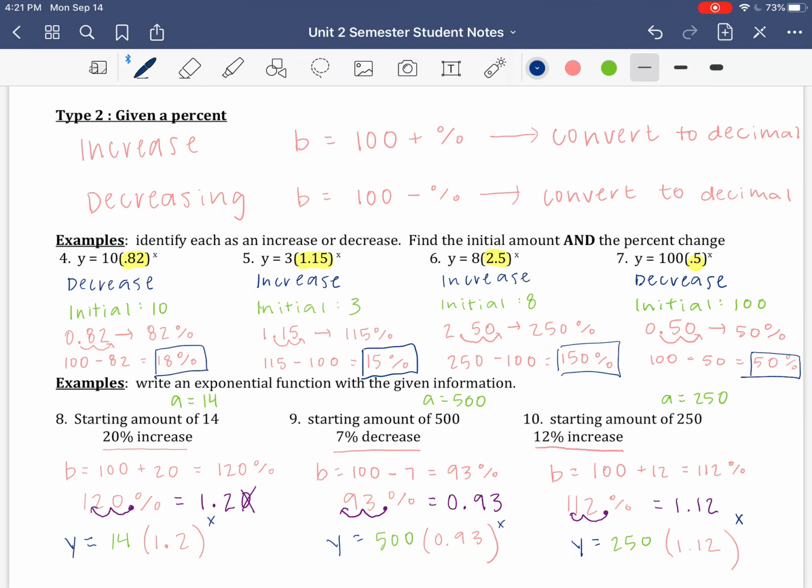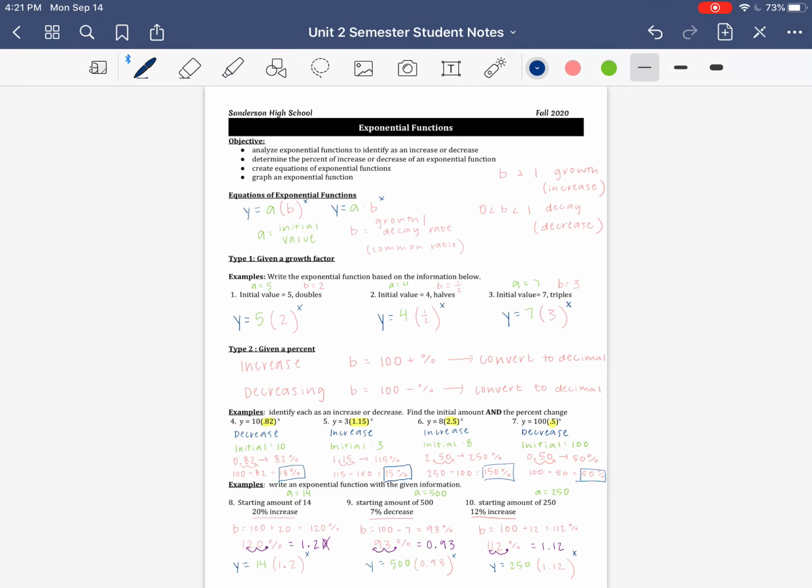So that's a quick overview of the basics of exponential functions. Make sure you come to class so you get some extra practice with these, and then we'll have another day with some actual word problems and some really practical applications tomorrow.